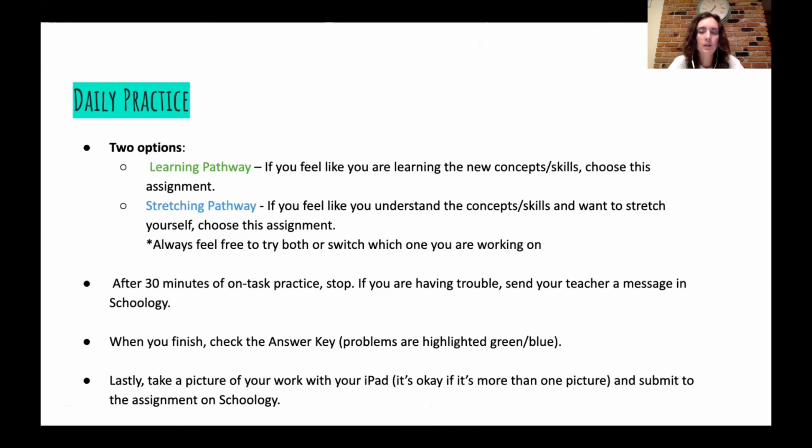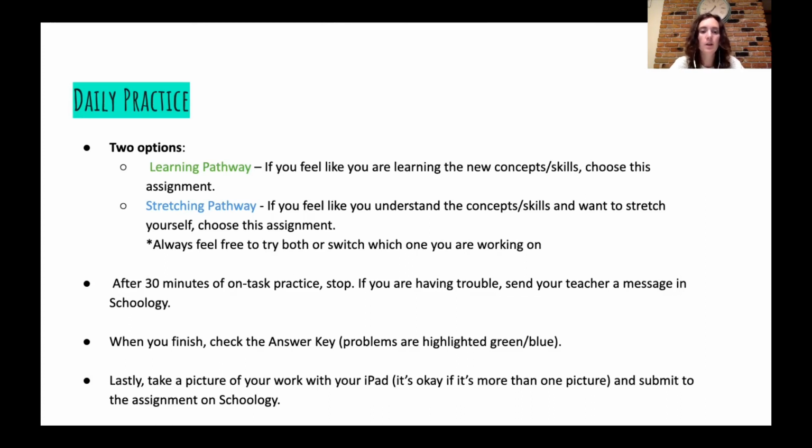Daily practice. When they have a worksheet or textbook problems, there'll be two options: a learning pathway, which is for students who feel like they are learning the new concepts or skills, and a stretching pathway for students who understand the concepts and skills and want to stretch themselves. Students are free to try either. They can try both. They can switch whichever one they're working on. This is just a way to give students choice in their learning.